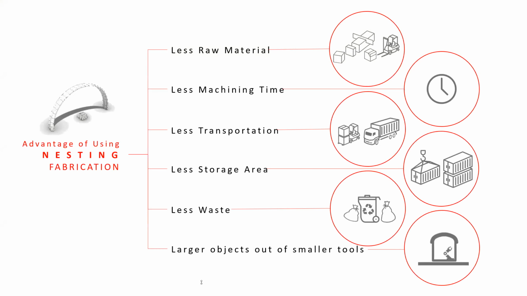So in conclusion, again, thinking about the new tools, you can have a new way of thinking in your design process. For example, with the nesting that we developed for robotic construction, we have these advantages of having less material, less machining time, less transportation and storage, and less tooling time as well.